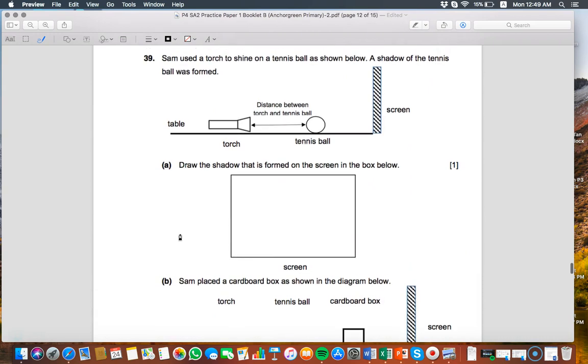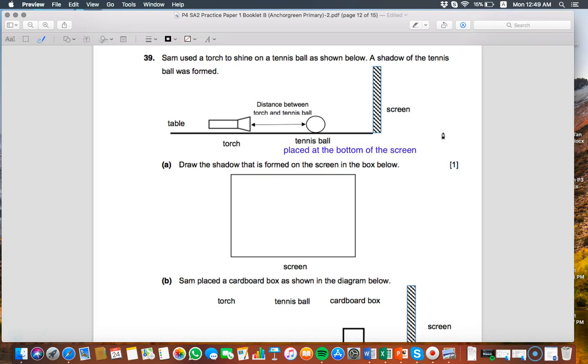Sam used a torch to shine on a tennis ball as shown. A shadow of the tennis ball was formed. Draw the shadow that is formed on the screen in the box below. Take note. A lot of you got this question wrong. That means totally zero marks. You know why? You have to look at where the tennis ball is placed. The tennis ball is placed at the bottom of the screen.